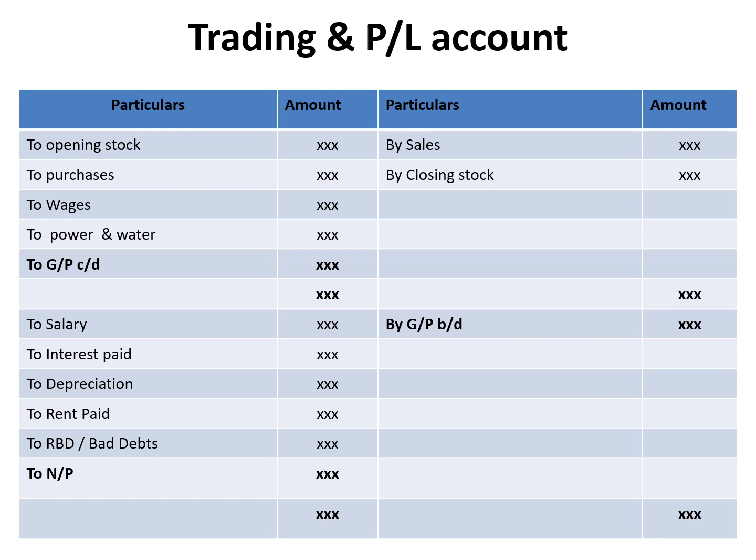Now come towards debit side of PL account. Record all the expenses like to salary. So in the debit side of PL account, to salary, to interest paid amount, to depreciation. If any depreciation is given, you should take that expense also here. To rent paid, to bad debts or to RBD, to interest on capital. All these are expenses like salary, business expenses, interest paid, depreciation, rent paid, RBD, bad debts, interest on capital.